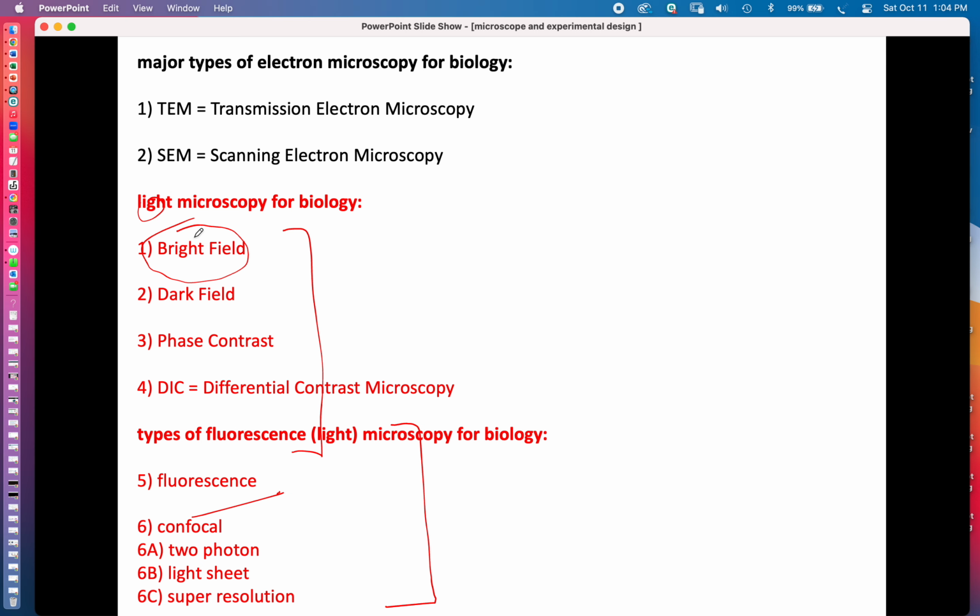It uses visible light that we can see with our eyes. But what is going on here is the sample gets stained with specific pigments called fluorochromes that can glow and produce light against this dark background. So we'll get to those. But importantly, these are all light microscope tools.